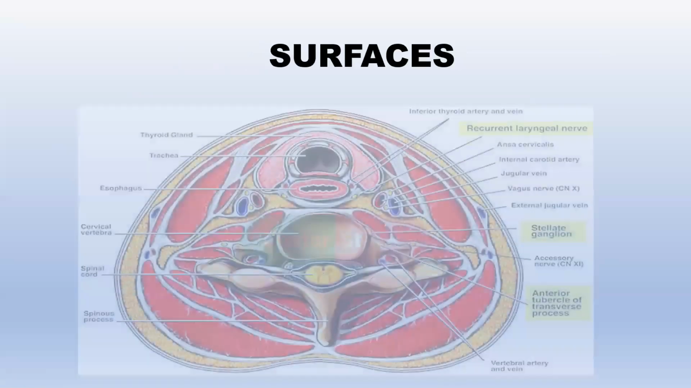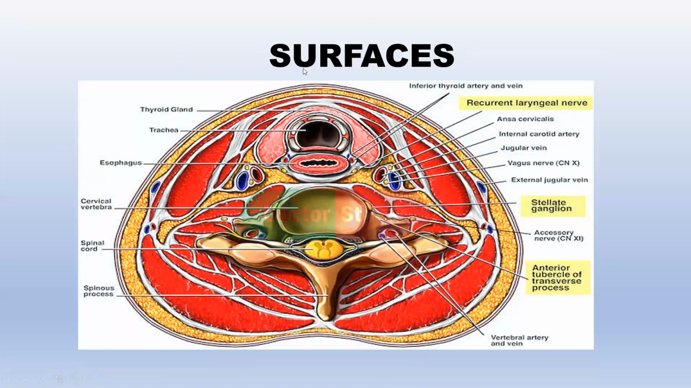Coming to the surfaces, the first one is the lateral surface. See, this is the thyroid gland. This red colored structure is the thyroid gland. The lateral surface is related to the muscles in front of it. See, sternohyoid, sternothyroid; in such a way muscles are present. So the lateral surface is related to muscles.